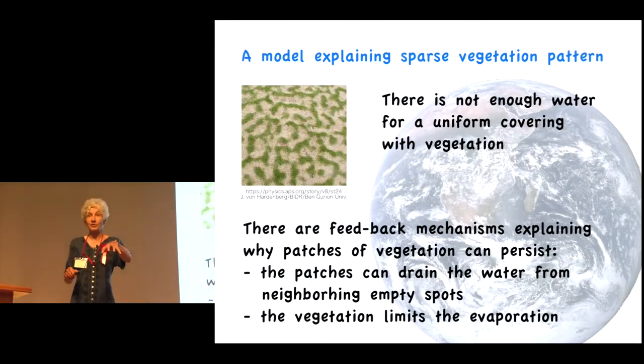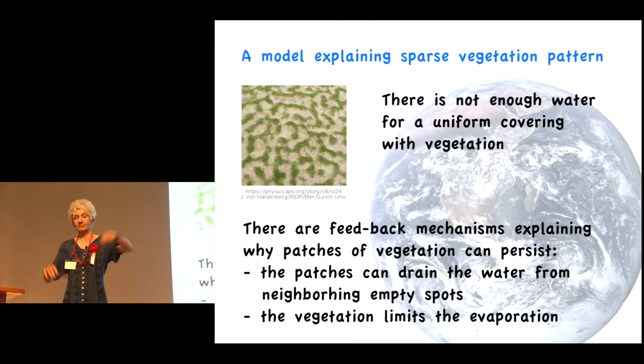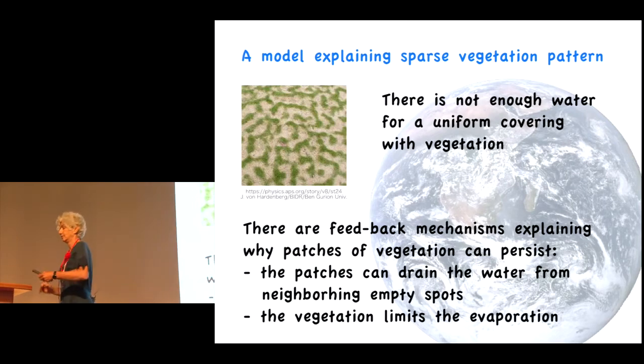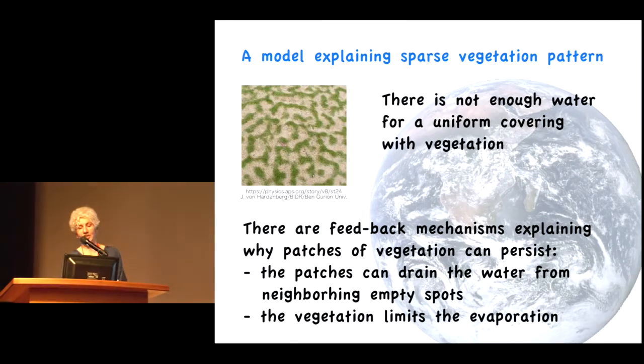And then the second thing is that the vegetation limits the evaporation. When you have water, and then the sun evaporates the water, under the patch of vegetation it stays humid. That means it helps the vegetation. When you have the vegetation, it keeps the moisture, so it helps the vegetation to stay. This is what we call the feedback, because the phenomenon helps to continue keeping the vegetation.